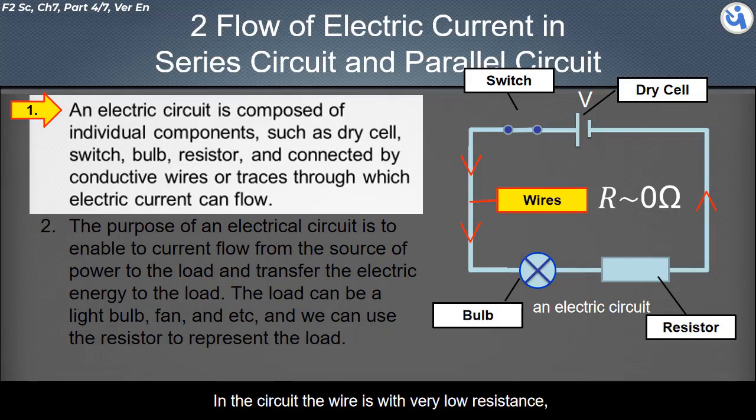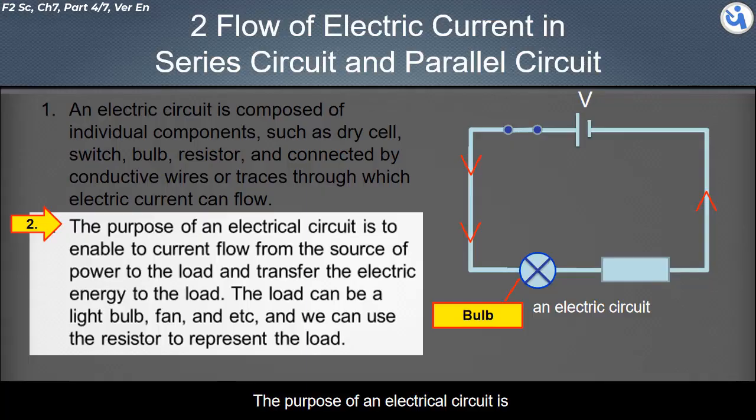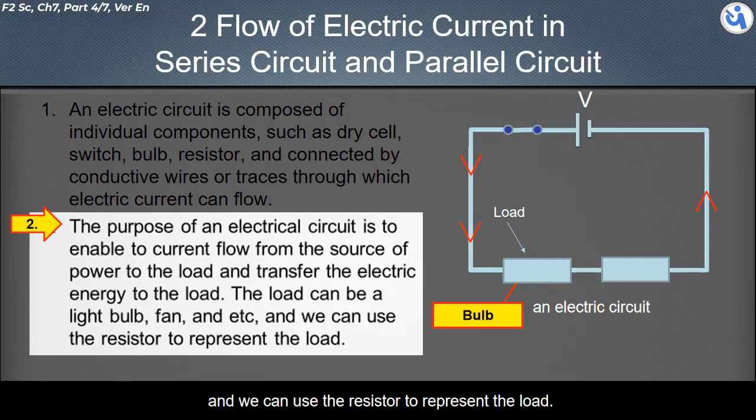In the circuit, the wire has very low resistance, and normally we assume that its resistance is equal to 0. The purpose of an electrical circuit is to enable the current to flow from the source of power to the load. The load can be a light bulb, fan, and so on. We can use the resistor to represent the load. The resistor, with its resistance value, causes energy loss, which is equivalent to the energy consumed by the load.